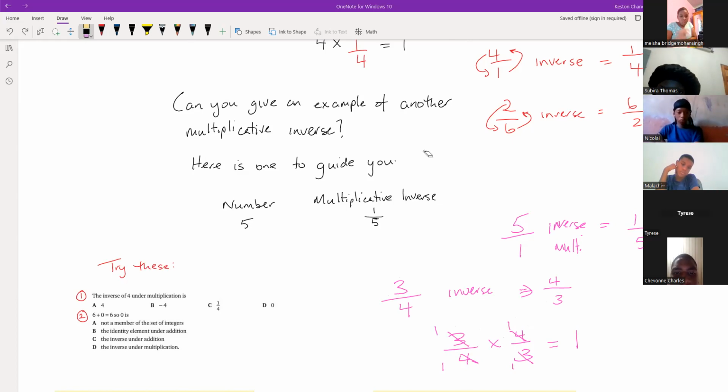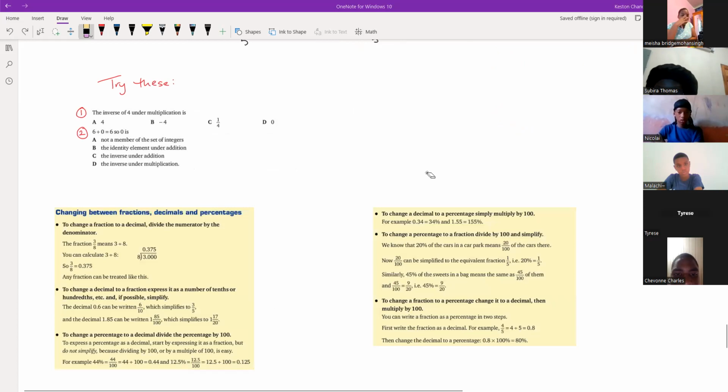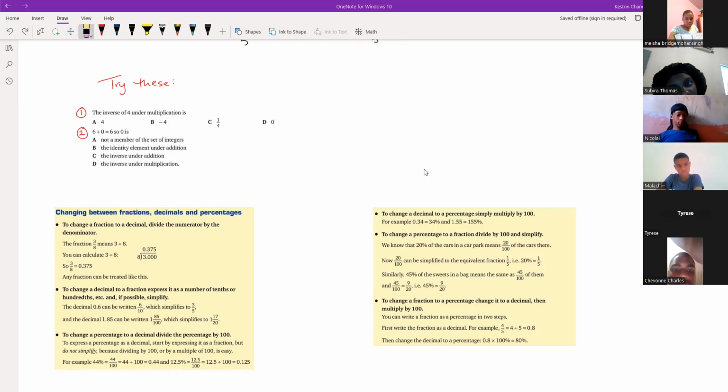All right. So let's get some practice. You just have 2 questions. You want to work out these quickly for me. 1, the inverse of 4 under multiplication. And 2, 6 plus 0 is equal to 6, so 0 is what? So you're just answering these. You tell me either A or B. You can put the answer in the chat board. That's fine.